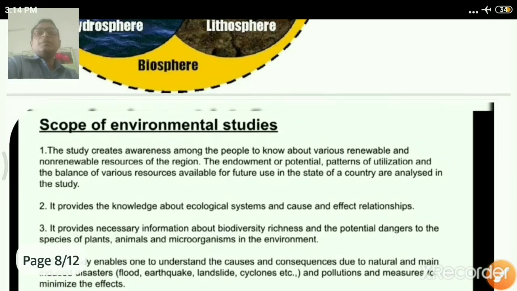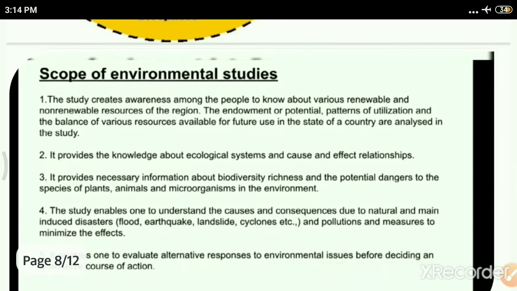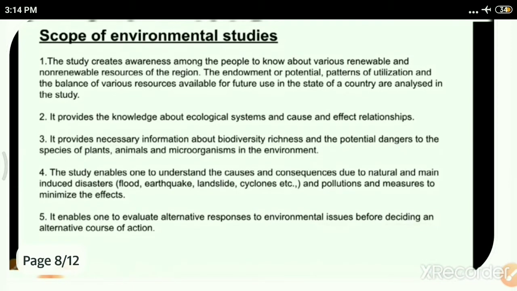Now, the most common question that comes to our mind is what is the scope and importance of this subject? So what is the scope? It creates awareness among people to know what the various renewable and non-renewable resources of the region or environment are, their potential patterns, their utilization, the balance of various resources available around us, and how judiciously we have to use them. The second point is that it also provides knowledge about ecological systems, their causes, effects, and relationships. In our environment, there are different kinds of ecosystems, for example desert ecosystem, grassland ecosystem, forest ecosystem, and they directly and indirectly affect human health and life.